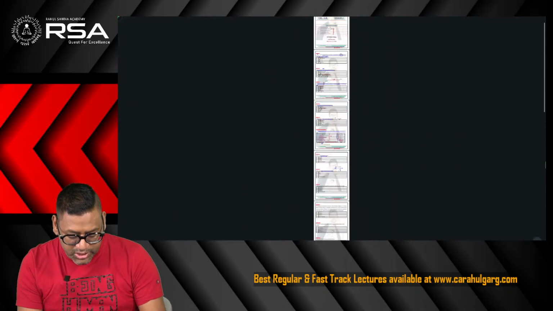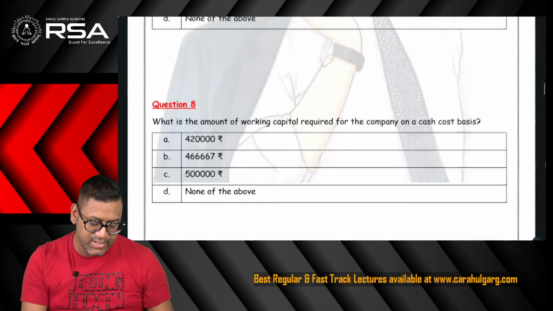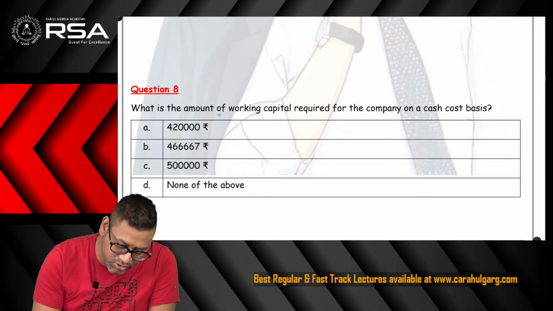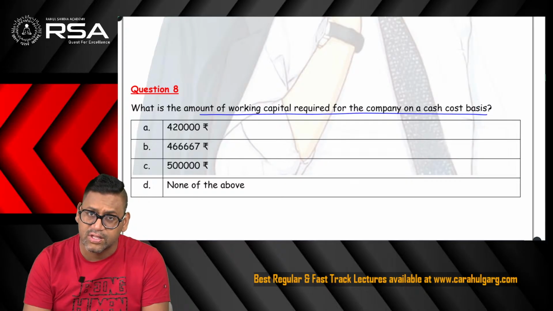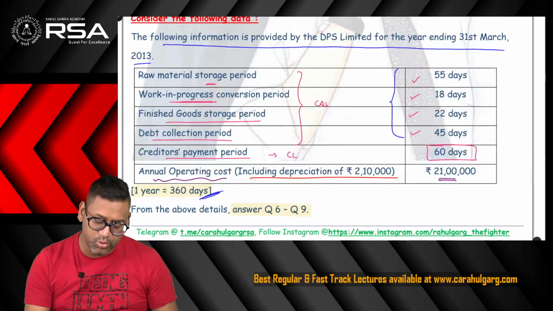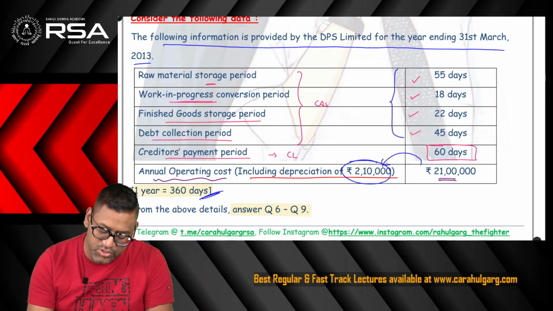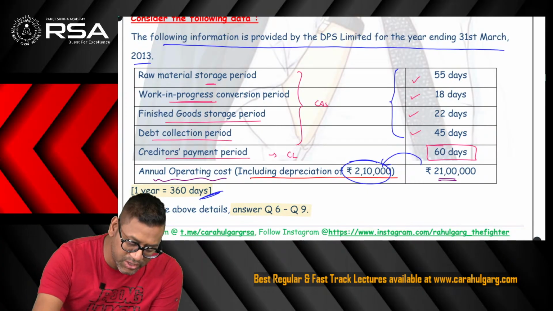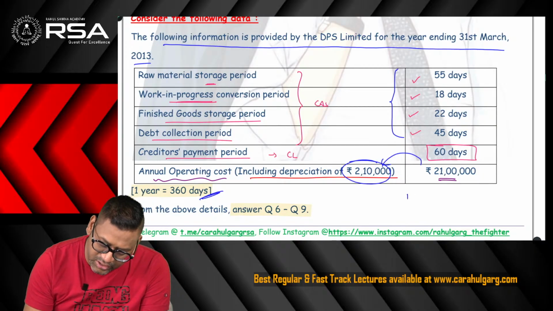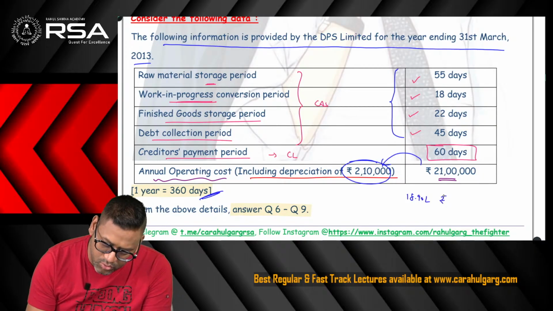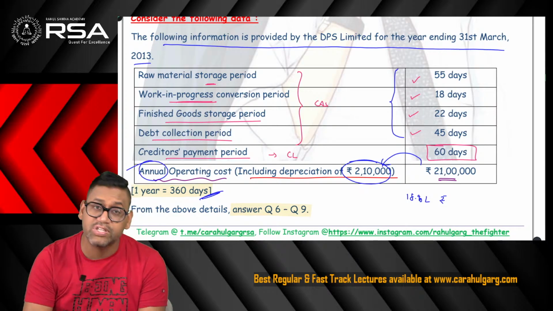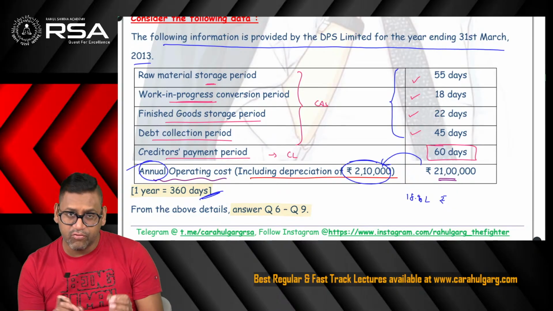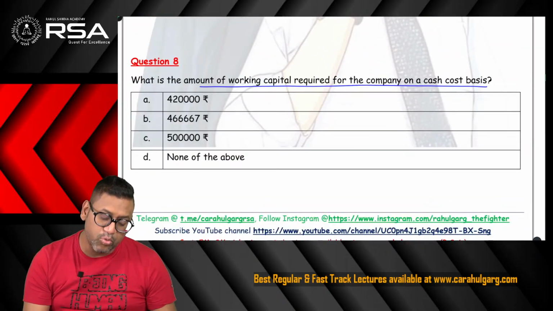The next question, if we see, is asking what is the amount of working capital required for the company on a cash cost basis. So cash cost basis simply means that you have to reduce this 2 lakh 10,000 out of this 21 lakh. So when you reduce that, it will become 21 minus 2 lakh 10,000, 18 lakh 90,000. So this is my operating cost, but this is the cost on an annual basis for the full year, right? This is the annual cost, and the question says amount of working capital.